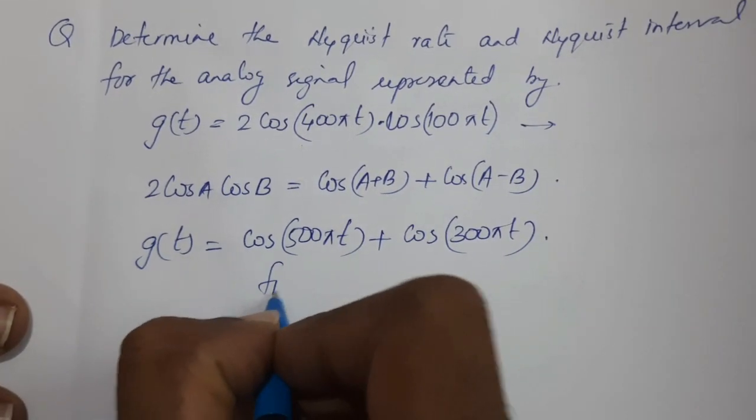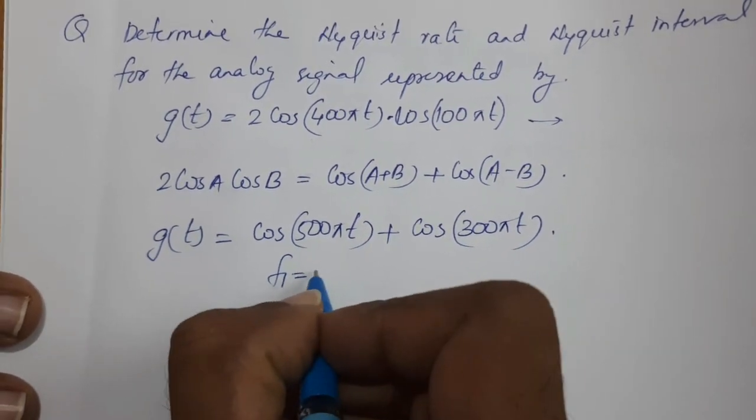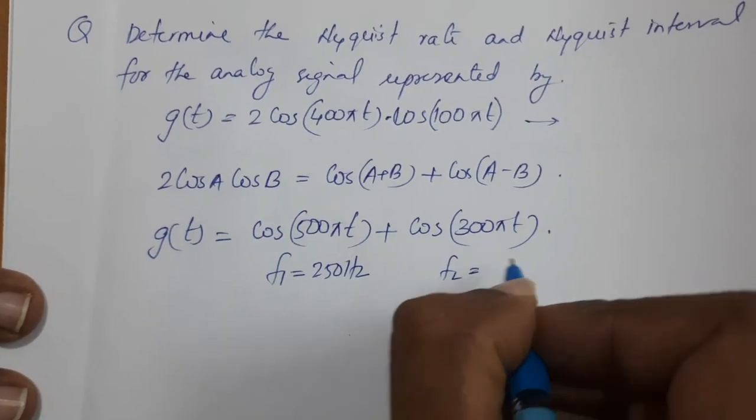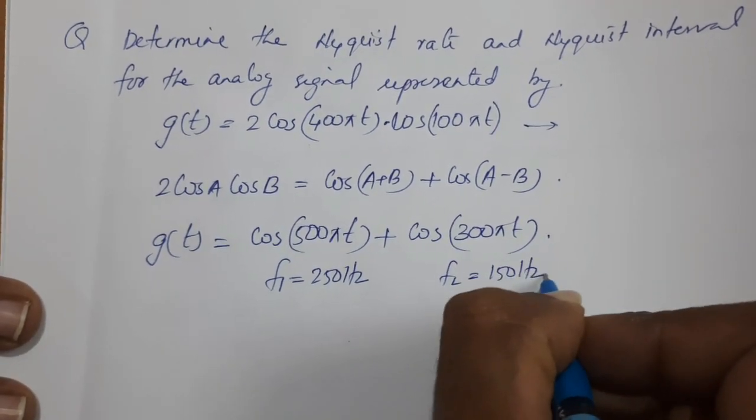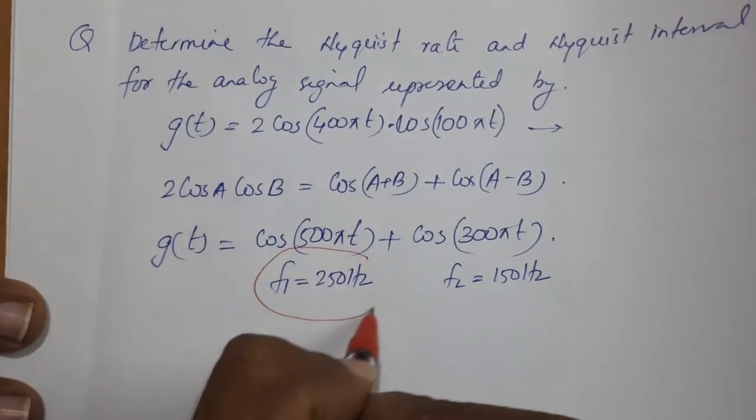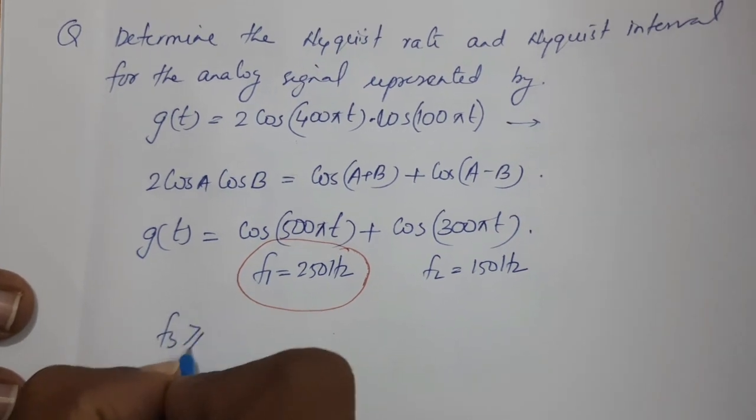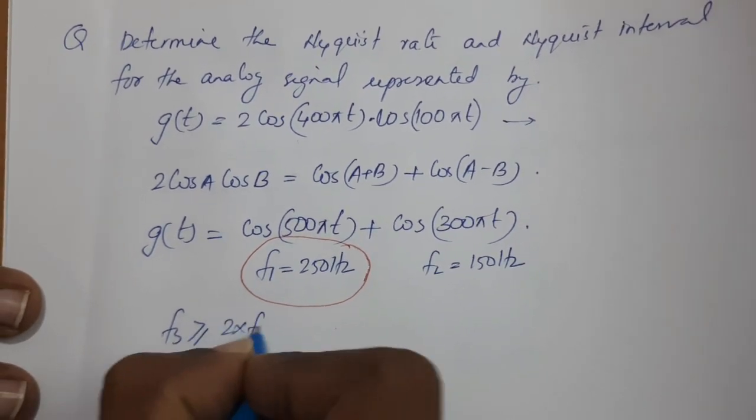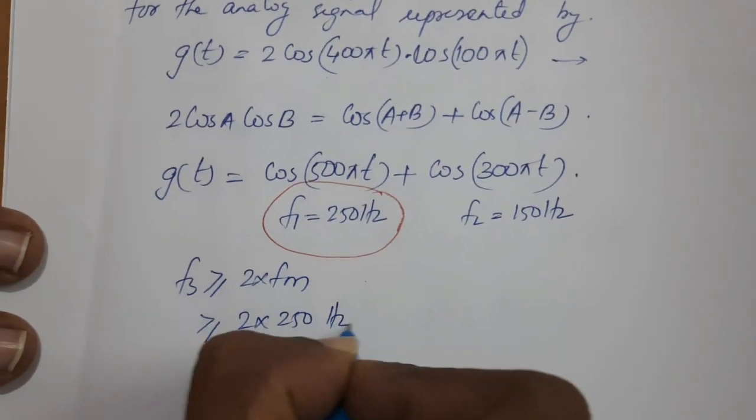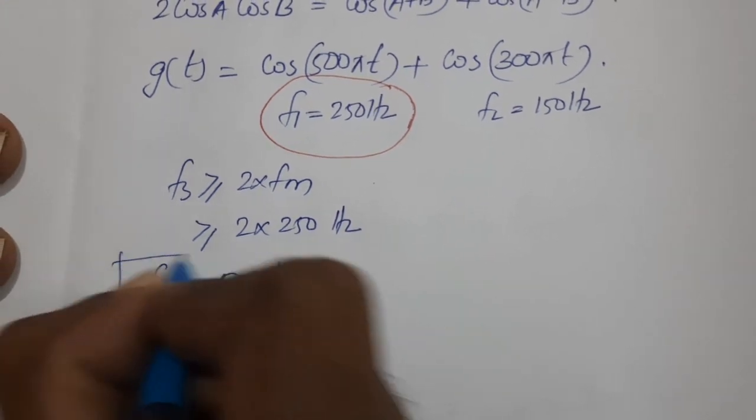Now comparing with 2 pi f1 t, f1 is 250 Hertz and f2 is 150 Hertz. So the highest frequency present in the signal is f1, 250 Hertz. Now the sampling frequency should be greater than or equal to 2 into fm, or greater than or equal to 2 into 250 Hertz. So fs is greater than or equal to 500 Hertz.